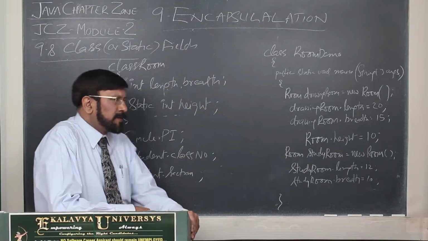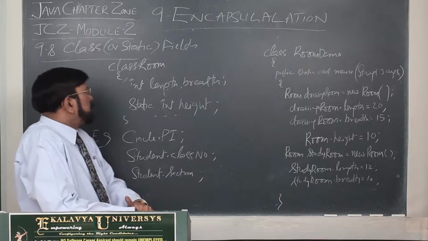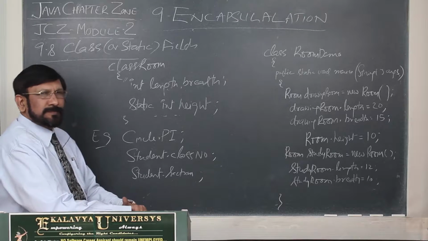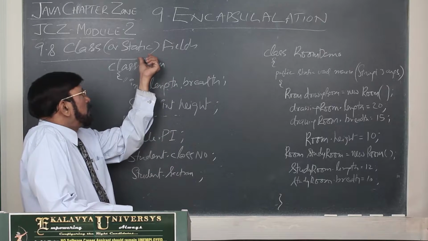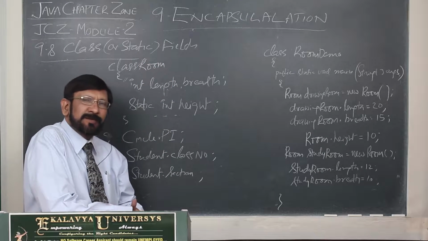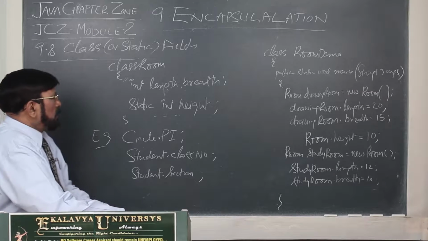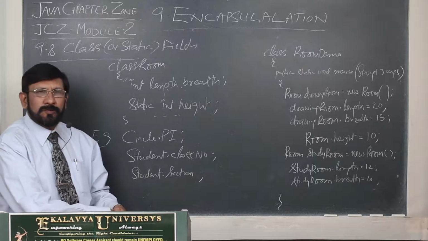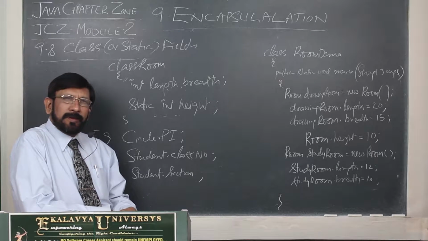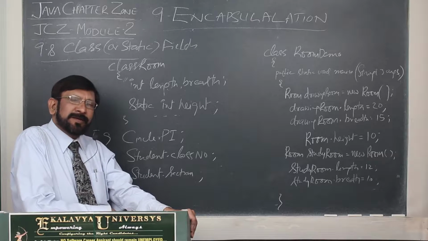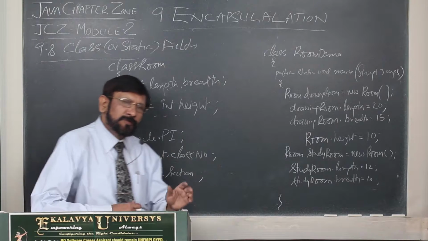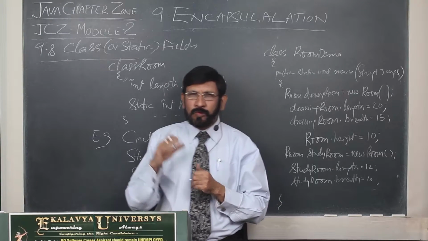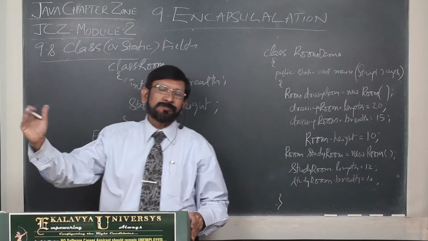Hello friends. Now let us take up the eighth concept, 9.8 class fields. These are also known as static fields. Popularly we call them static fields or static variables. Now as I told you earlier, if a common data is there for all variables, and the same value is applicable, you may declare it as a static variable.